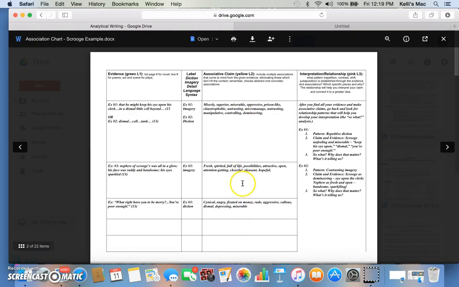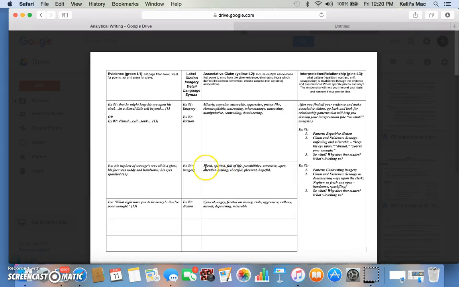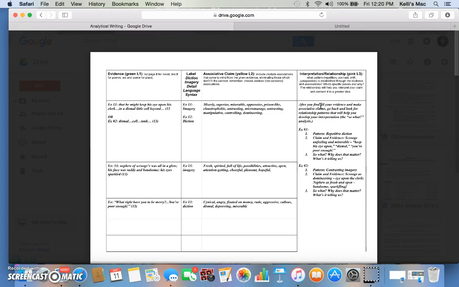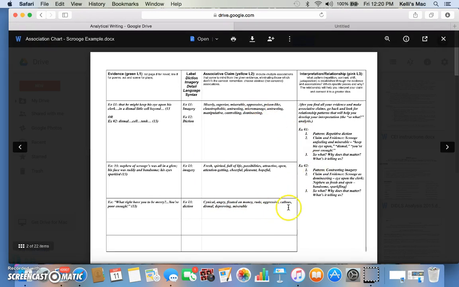They're going to start looking and seeing patterns. Look at the contrast between the nephew, fresh, spirited, full of life and possibilities, and our first reaction to Scrooge, miserly, superior, miserable, oppressive. This is real contrast. What is Dickens trying to say with the contrast between these characters? What is he telling us about the human condition? Over and over, when we look at Scrooge, we see cynical and angry and fixated. What is he telling us with the repetition of these ideas with Scrooge?